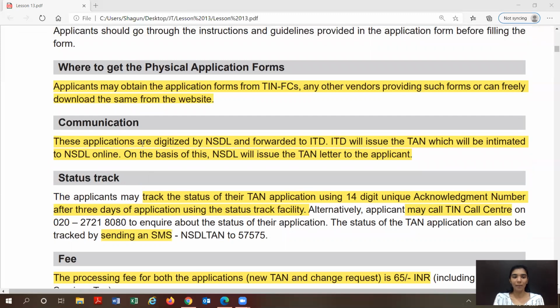The applications once submitted, they are digitalized by NSDL, and from the NSDL, they are submitted to the Income Tax Department. Thereafter, the Income Tax Department will issue a TAN number, and it will be intimated to the NSDL again. And on this basis, NSDL will issue the TAN allotment letter to the applicant.